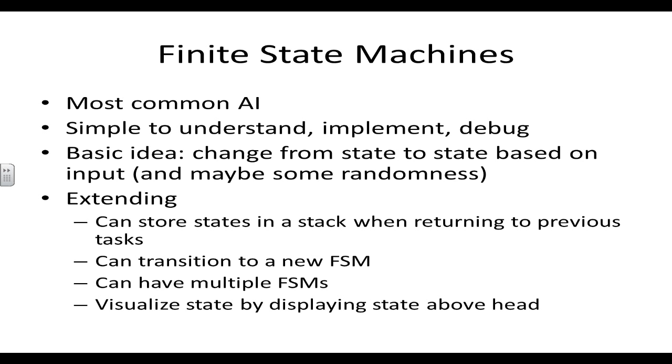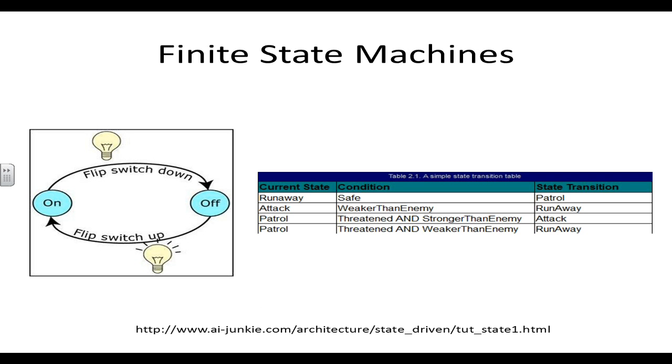Okay, so you have your character that's in a particular state, and I'm going to show you a code example here in just a second. But the basic idea is that we're going to change from state to state based on the input, the state of the game, everything that's going on with regard to the environment around this character. So there are a lot of benefits to it. In fact, I'm just going to skip straight to this. Here's an example of what a very simple finite state machine would be. It's a light switch.